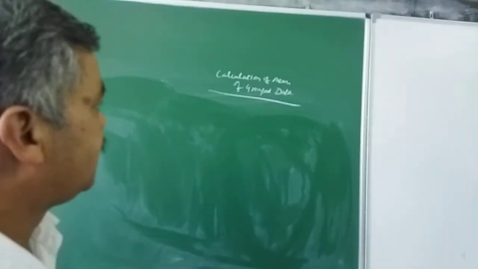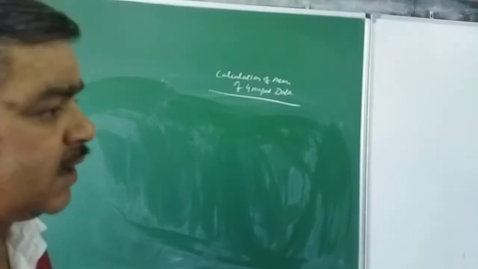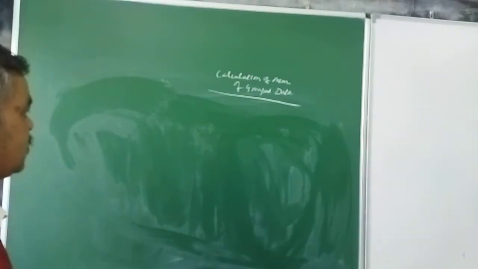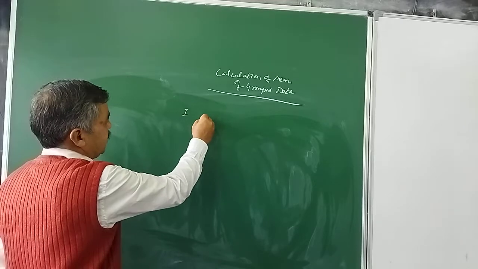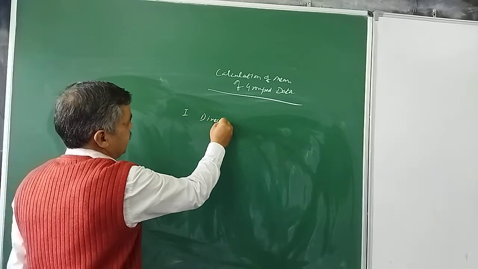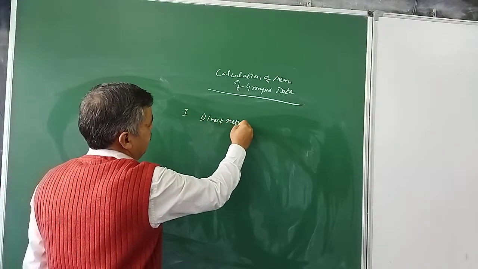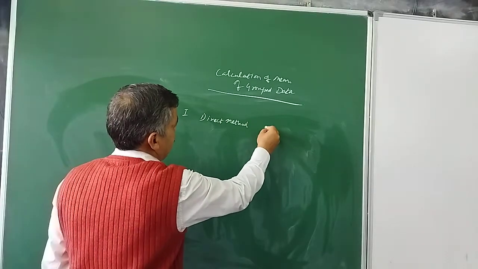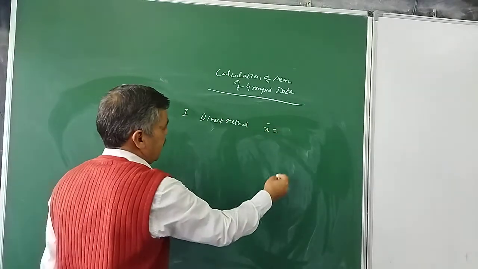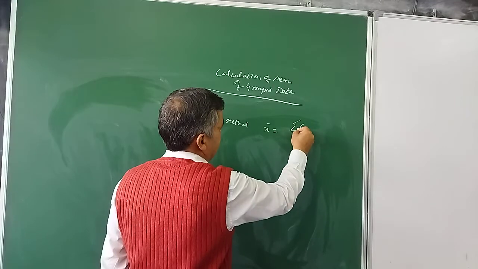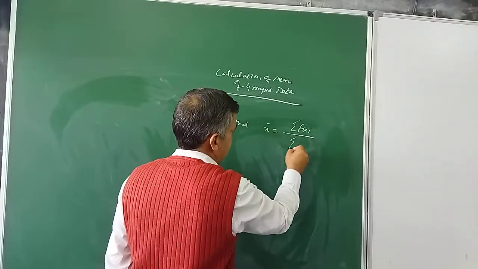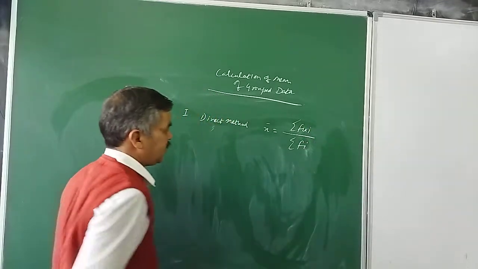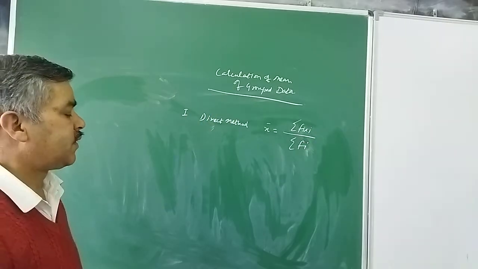Now let us speak about the calculation of the mean of grouped data as per our syllabus. This can be calculated in 3 ways. There are 3 methods. One is the direct method. In the direct method, the formula we use is x bar equals the sum of the product of the frequency with the class mark, divided by the sum of all the frequencies.